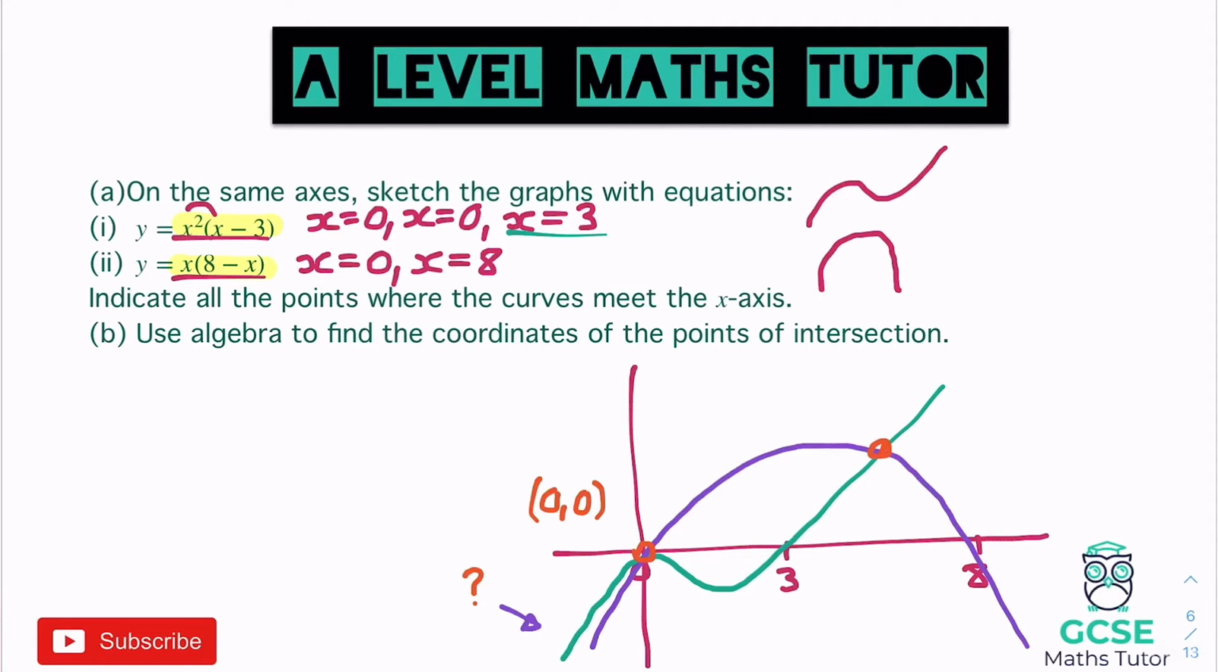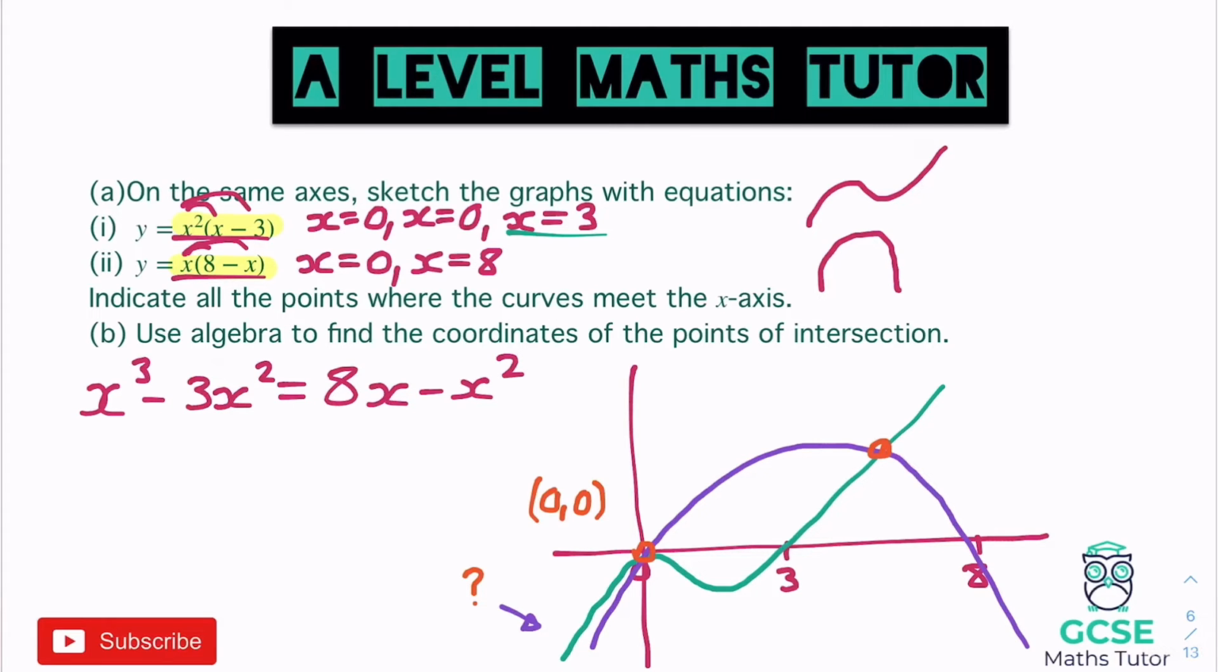So x squared times x gives us x cubed, and then x squared times the minus 3 gives us minus 3x squared. And that's going to be equal to, I'm going to expand the other one out, x times 8 is 8x, and then x times x is going to give us the negative x squared there that we mentioned. So there we go. Now we just want to make it all equal 0.